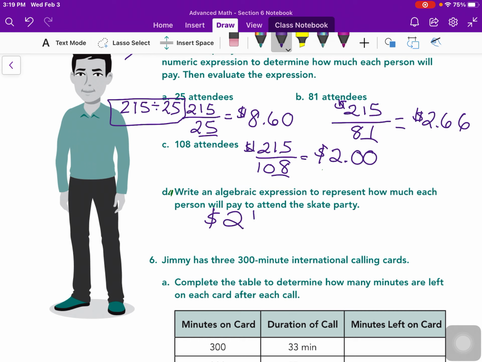215, I've got the disappearing ink going on again. 215 divided by, what do I want to say? Persons. So I'm going to use a P for person attending the party. That'll be my variable. Okay.